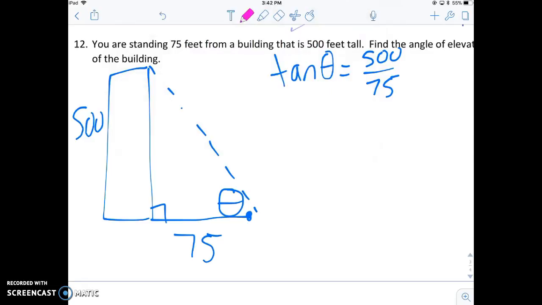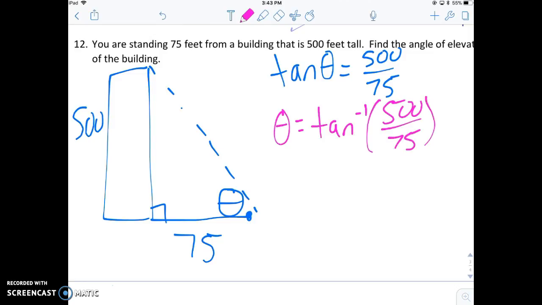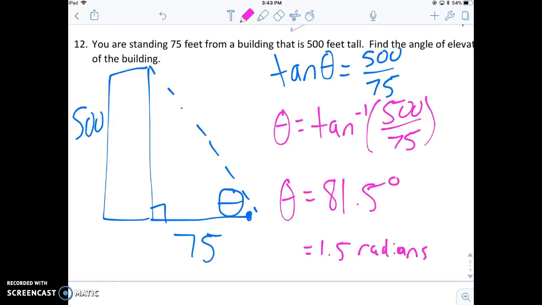So how we undo tangent, how we solve this for theta, is we just do tangent inverse of both sides. So theta has to equal tangent inverse of 500 divided by 75. So when you put this in a calculator, make sure you're in degrees mode if you want an answer in degrees, or radians mode if you want an answer in radians. So theta will equal about 81.5 degrees. And I think that was close to 1.5 radians. It was 1.4 or 1.5. I'm not sure off the top of my head, but it was.